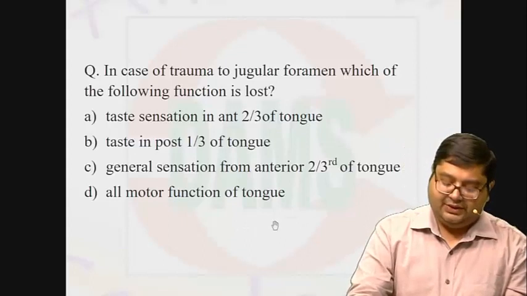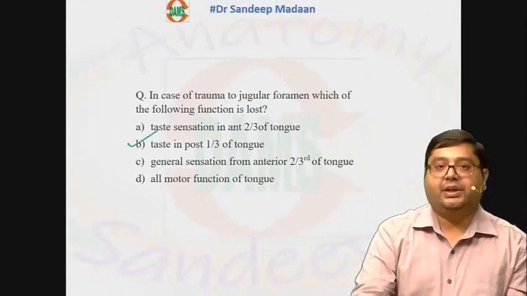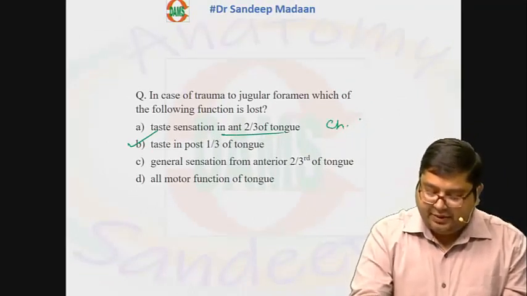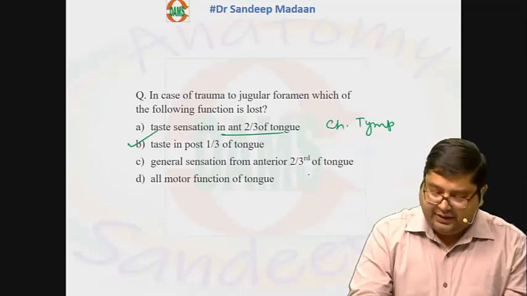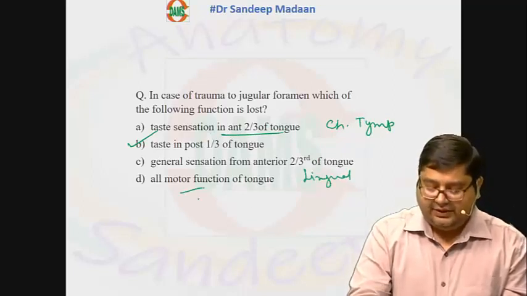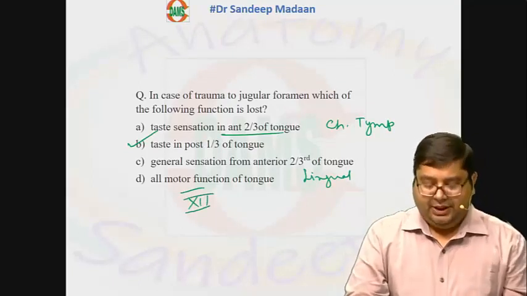So basically we can say the taste in the posterior 1/3 of the tongue will be affected, B, right? Taste in the anterior 2/3 is by the chorda tympani, so it won't be affected. General sensation is because of the lingual nerve, that is also not affected. Motor is by the 12th cranial nerve. So the answer will be B.